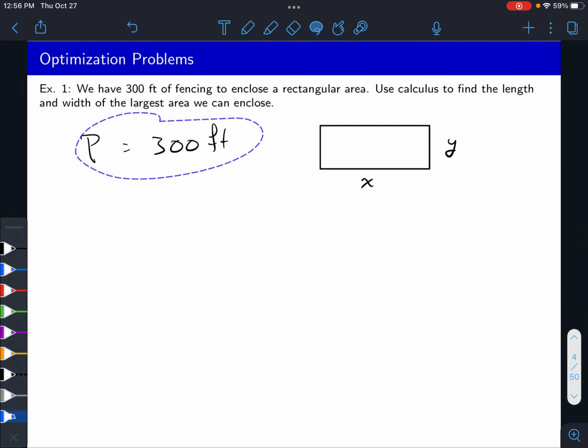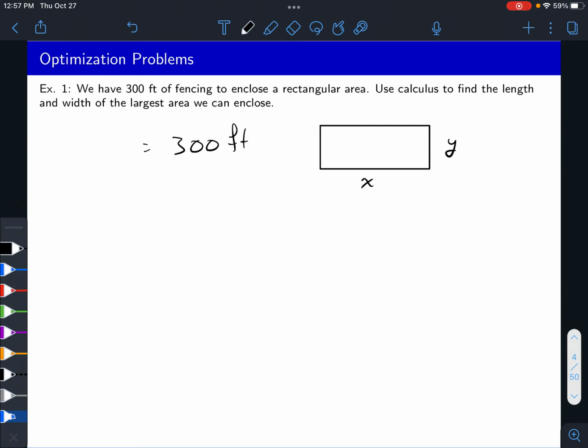The perimeter, though, in terms of x and y, is just equal to, well, we have x up here and then y over here as well. So we're going to have 2x plus 2y for our perimeter. So 2x plus 2y equals 300 feet. You could simplify this. You could just divide by 2 on both sides just to make our equation a little bit nicer. So I'll do that. x plus y is equal to 150.